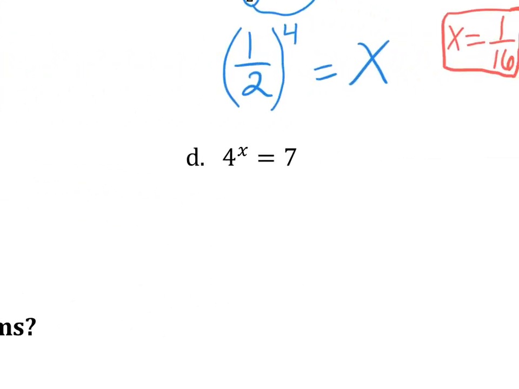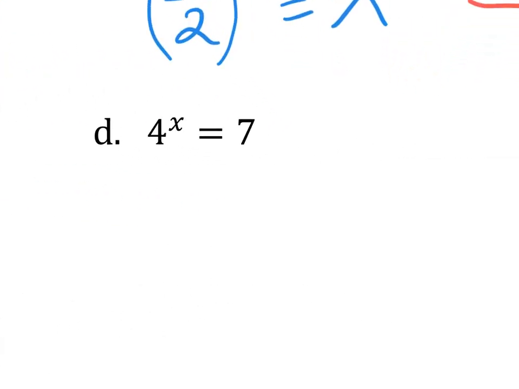Okay, and letter D, same thing. This x is in the exponent. We can't solve it right now. Sometimes if you look at it, you could be able, like if this was 4 to the x equals 16, 4 squared is 16, so you could figure out that x has to equal 2. But here there's no obvious answer for what x should be. X is not by itself, so we can try converting this into log form.